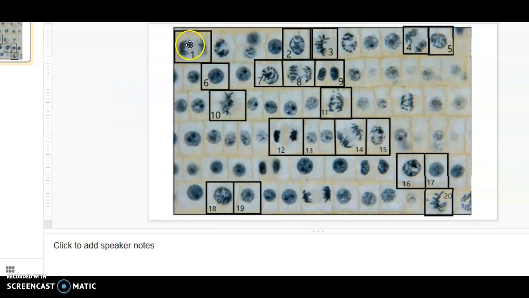So for this assignment, you're going to look at each of the boxes, and they have a number in them, and you're going to decide what stage of the cell cycle they're in. It could be interphase, prophase, metaphase, anaphase, telophase, or the last one is cytokinesis. When you're looking at these, you need to look at distinguishing features that let you know which stage they're in. So let's go over this a little bit.